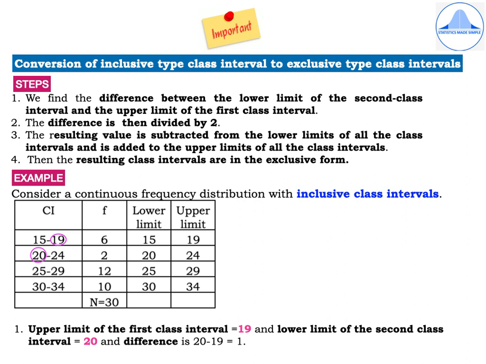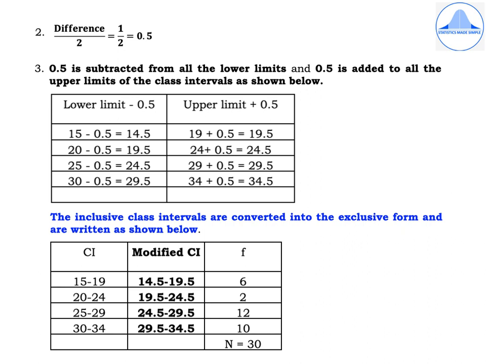So in the first step, I have written the upper limit of the first class interval is equal to 19 and the lower limit of the second class interval is equal to 20. Now we find out the difference, that is 20 minus 19, which is equal to 1. In the second step, we find out the difference divided by 2, which is 1 divided by 2 equal to 0.5. In the third step, 0.5 is subtracted from all lower limits and 0.5 is added to all the upper limits of the class intervals as shown below.